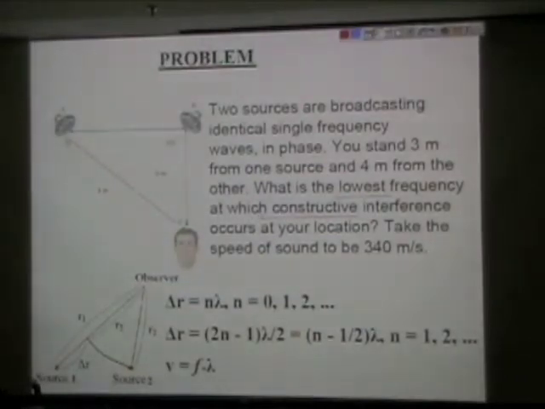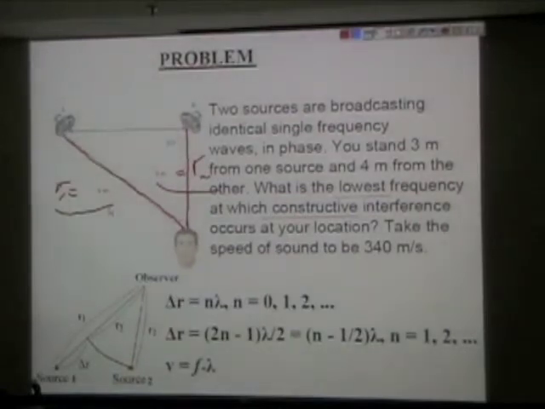So this is how far the sound travels from the first source. The distance traveled from the first source equals 4 meters. This is how far the sound travels from the second source. The distance traveled by the sound is 3 meters. The difference equals 4 minus 3, which is 1.